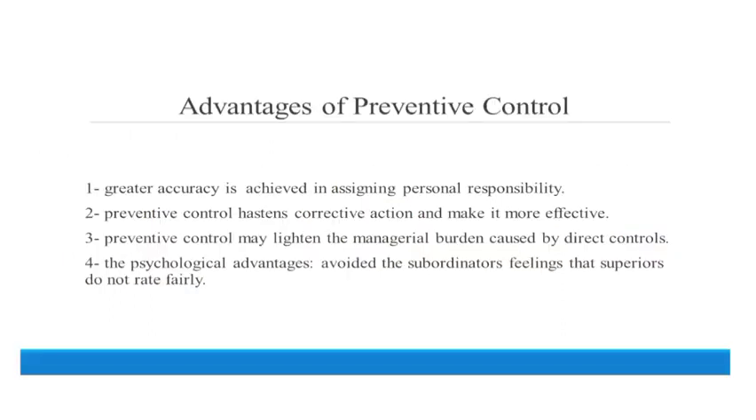Now we can look at the advantages of preventive control. Greater accuracy is achieved in assigning personal responsibility. Preventive control hastens corrective actions and makes them more effective. Preventive control may lighten the managerial burden caused by direct controls. The psychological advantage is that it avoids subordinates feeling that superiors do not rate fairly.